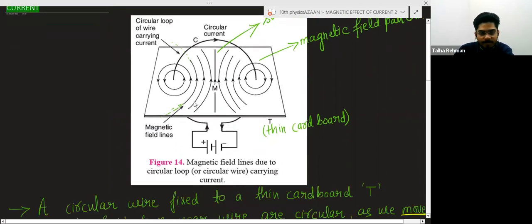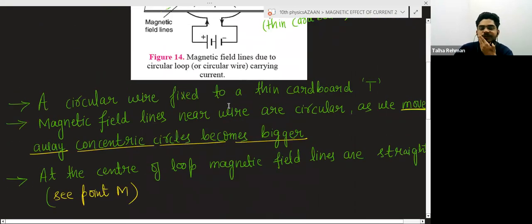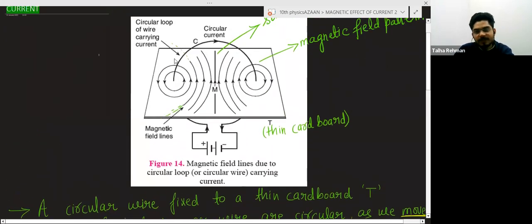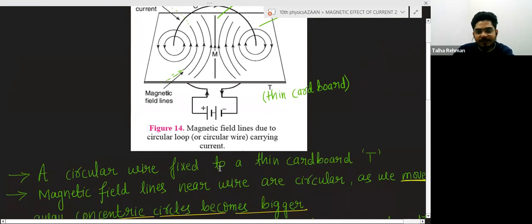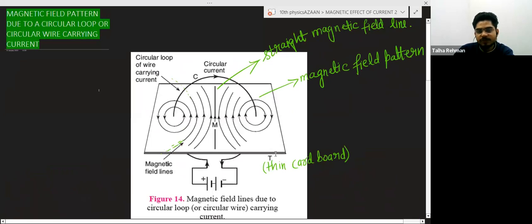So a circular wire fixed to a thin cardboard. Why have we taken the cardboard? To show the magnetic field lines, we have taken the cardboard. So a circular wire fixed to a thin cardboard T. T is the thin cardboard.